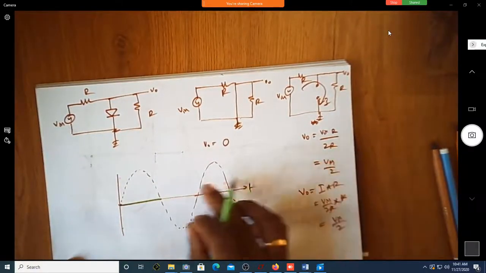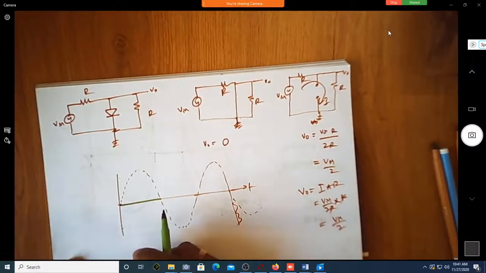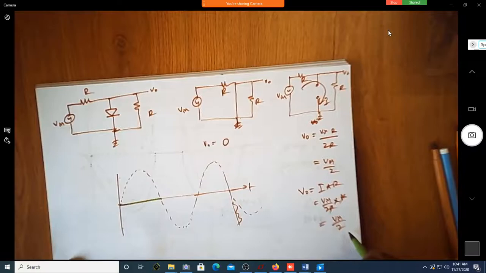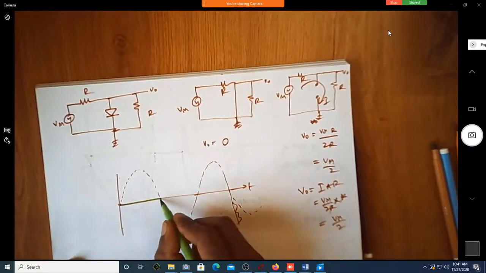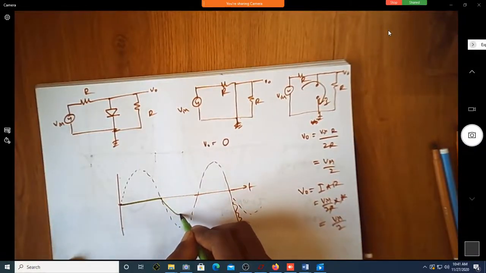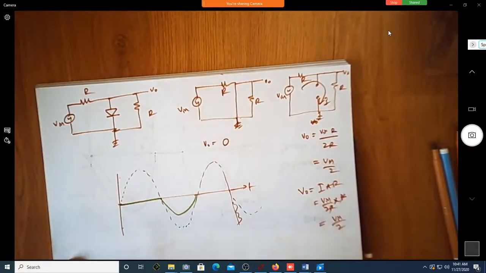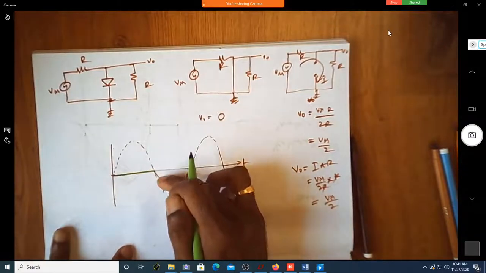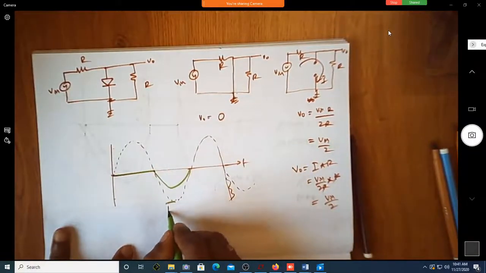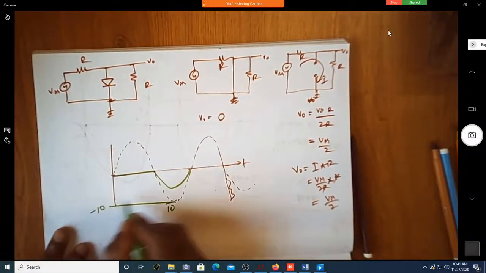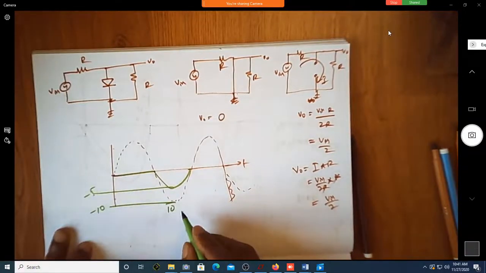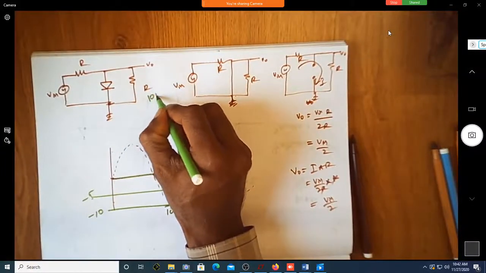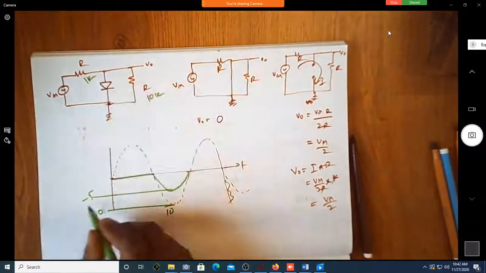Sorry, when will it be off? In the negative half cycle. So, when it is off, is the output always half compared to input? Yes, sir. Is it exactly half? Of course, I am not writing to the scale. So, this will be exactly this way and this is just half of it. If this is minus 10 volt, then this will be minus 5 volt. Correct? Yes, sir.